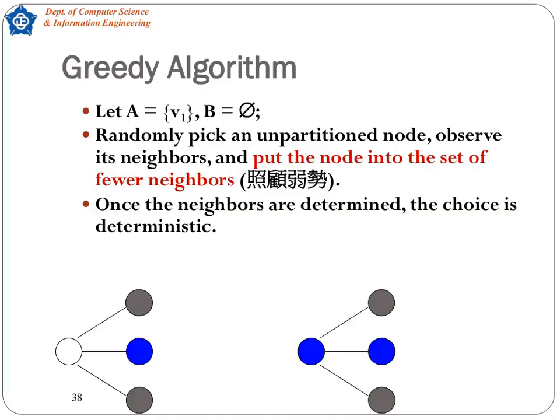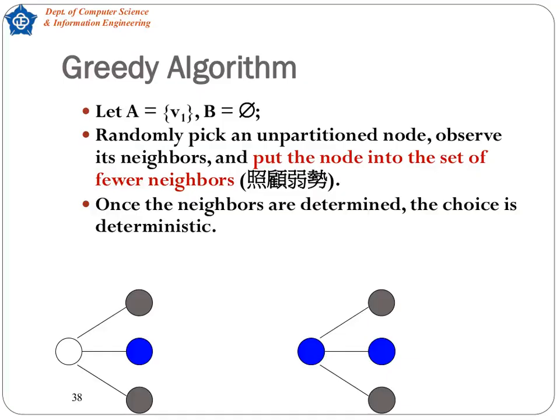This isn't just arbitrary. This strategy aims to take care of the weaker side, potentially minimizing connections to the more densely populated partition, or simply striving to balance the sets. It's really important to note, while the selection of the node itself is random, the placement decision once selected is entirely deterministic. Once we know those neighbor counts, there's no further randomness in that specific choice.